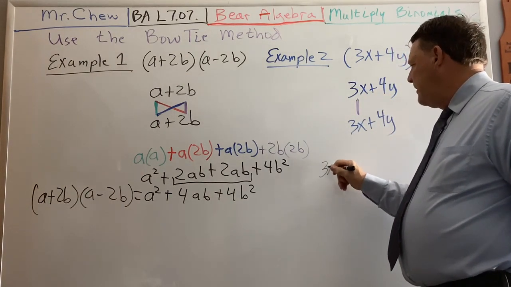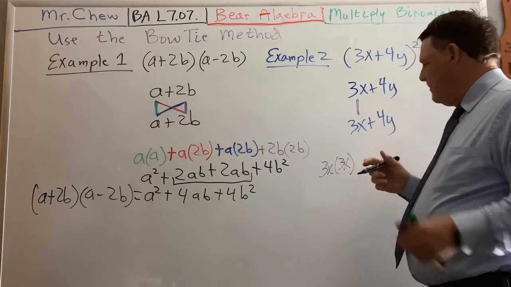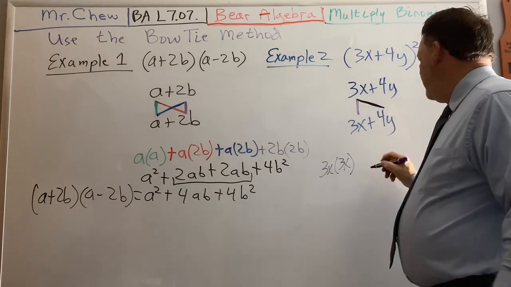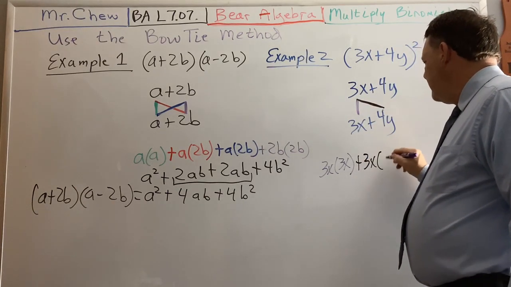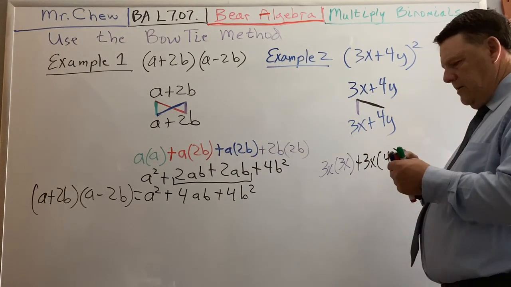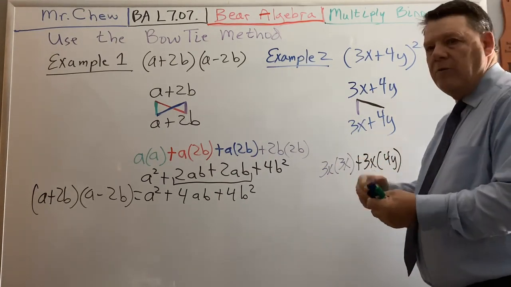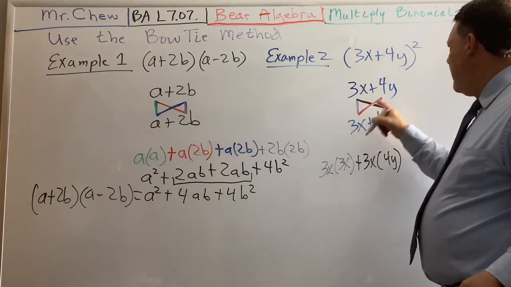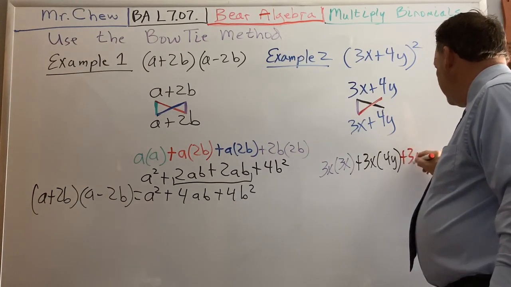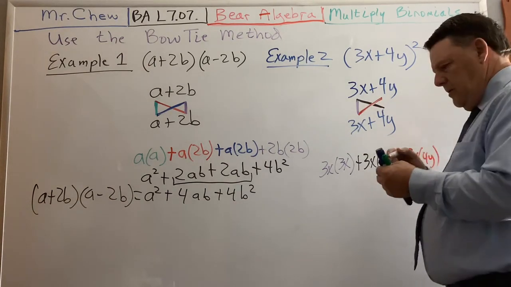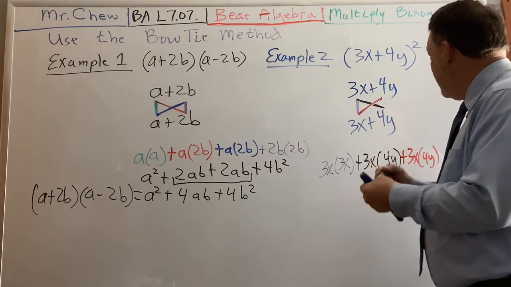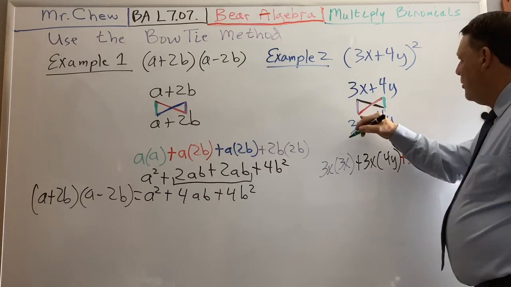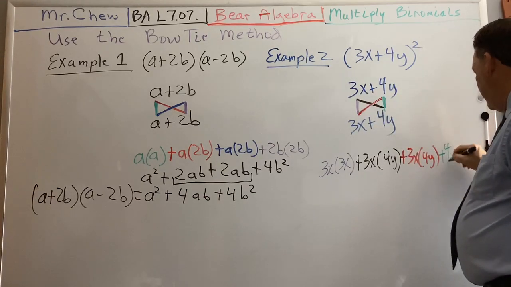So we do this part of the bow tie. So 3x times 3x. We do this part of the bow tie. 3x times 4y. We do this part of the bow tie. 3x times 4y. And we do the last part of the bow tie, which is over here. 4y times 4y.